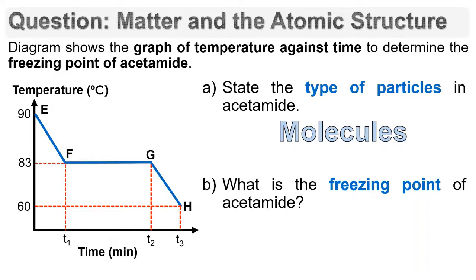B. What is the freezing point of acetamide? Freezing point is the temperature at which liquid changes to solid. Liquid changes to solid from F to G. Temperature at F and G is 83 degrees Celsius. Therefore, the freezing point is 83 degrees Celsius. Remember to write the unit degree Celsius.